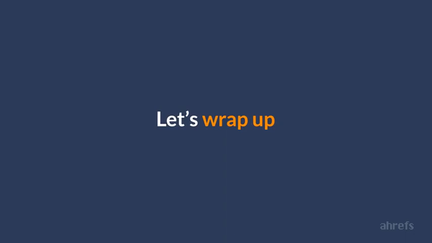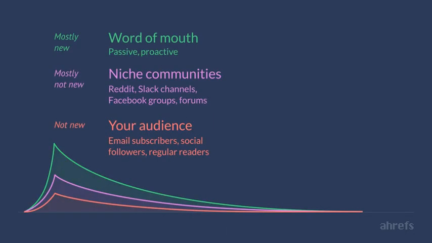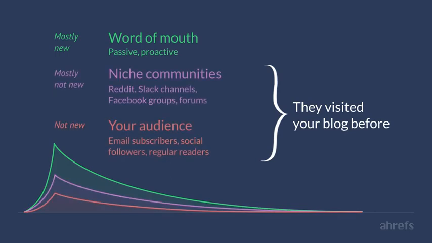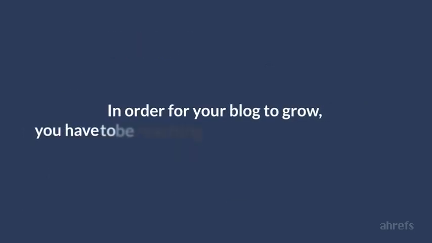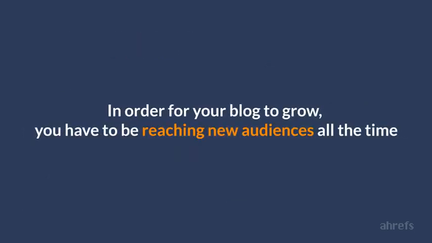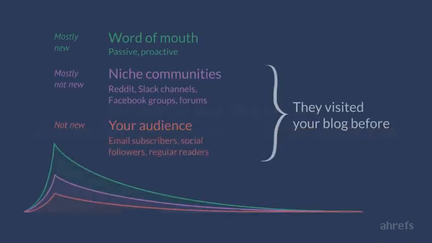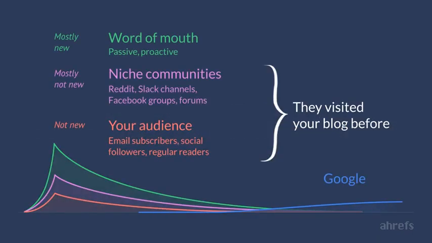Okay, so let's wrap up. Turns out that the sweet spike of traffic that you get immediately after publishing and promoting a new article will mostly consist of the people who have visited your blog before. Which makes little sense. Because in order for your blog to grow, you have to be reaching new audiences all the time. And this is where the traffic from Google kicks in.